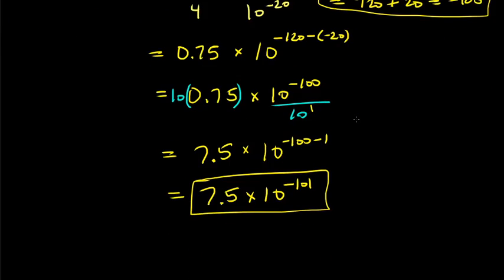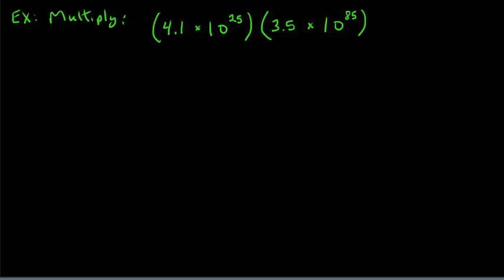All right, last one. One more. Okay, so multiply 4.1 times 10 to the 25 times 3.5 times 10 to the 85, right? And as always, write it in scientific notation. All right, let's see how you did.